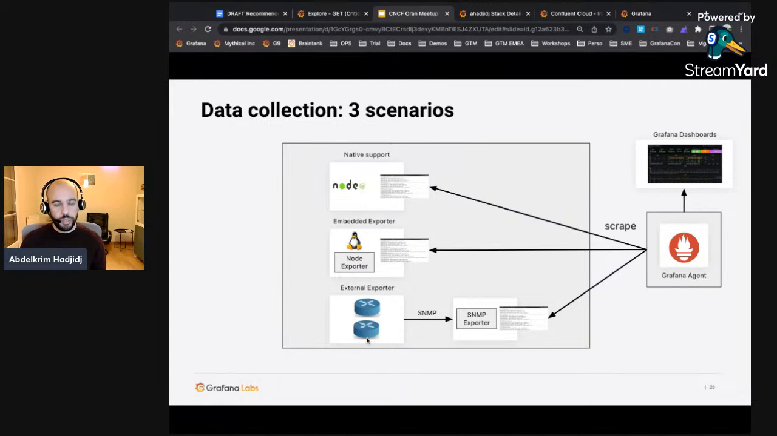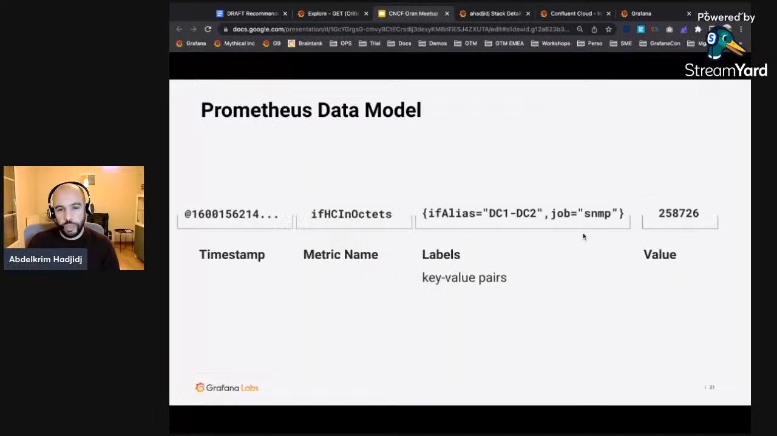In some cases, you are not allowed to deploy the exporter. So there is also an SNMP exporter, for instance, that can collect and receive this information via the SNMP protocol and then expose it. So the Grafana agent or Prometheus will collect all of these and show it.